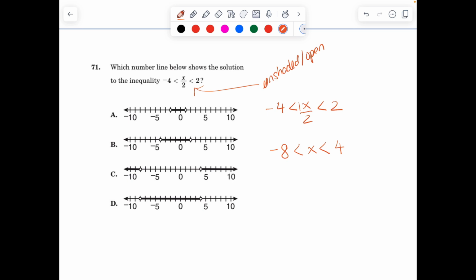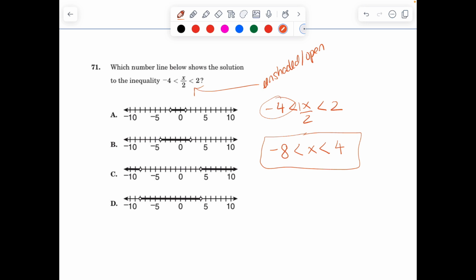Now, in case you're thinking about flipping the inequality symbol because of this -4 here, remember that you only do that if you multiply or divide by a negative number. So not into or not to a negative number, but by a negative number. And we did not multiply by a negative number. We multiplied by a +2. So there's no need to change any inequality symbols.